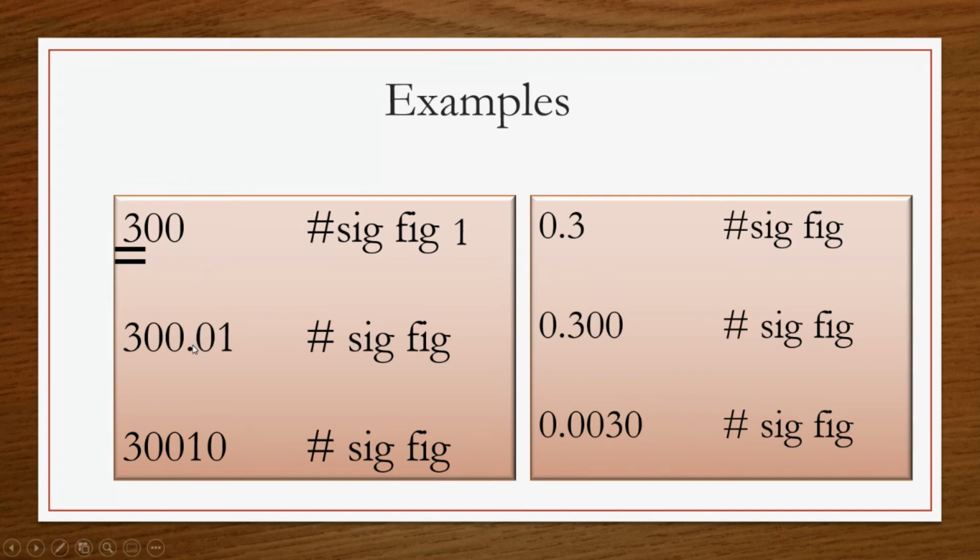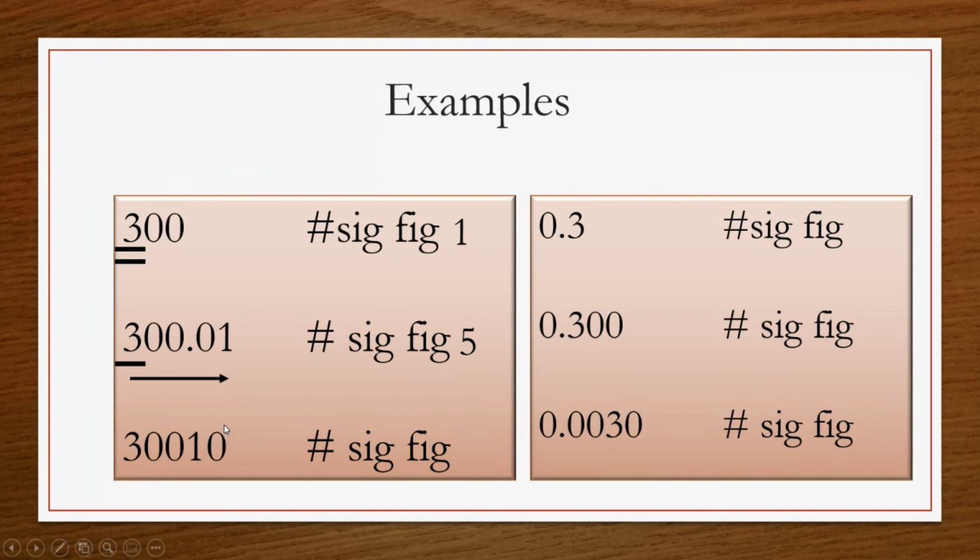Here I do have a decimal, but I always start by underlining my first non-zero number, and then I ask myself, is there a decimal? There is a decimal, so my first non-zero number and everything to the right will count. So I have 1, 2, 3, 4, 5 significant digits. That's 5.